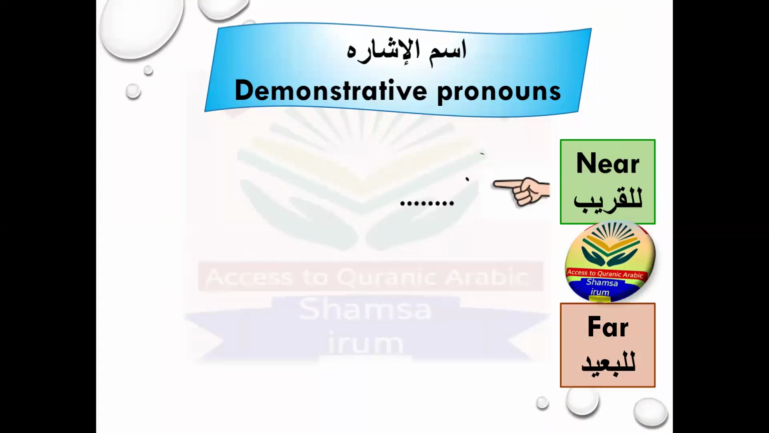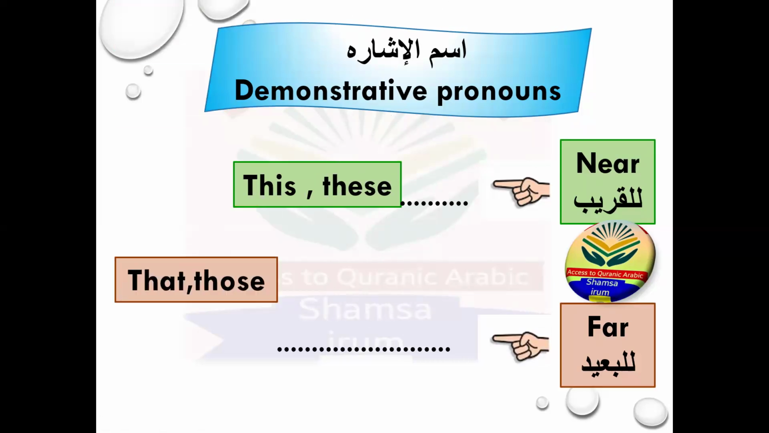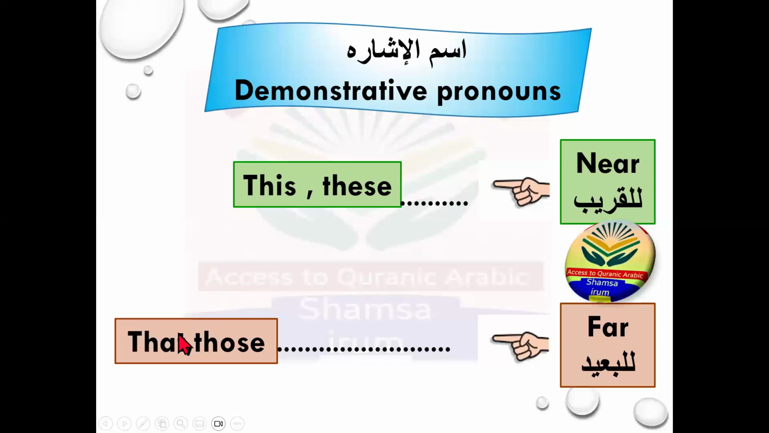For demonstrative pronouns for near, we use the words this and these. This we use for the singular, and these we use for the plural. And for far, in the English language, we use that and those. That is for singular, and those is for plural. So in English, we use these demonstrative pronouns for pointing to something or someone, and we care about the numbers, singular and plural.